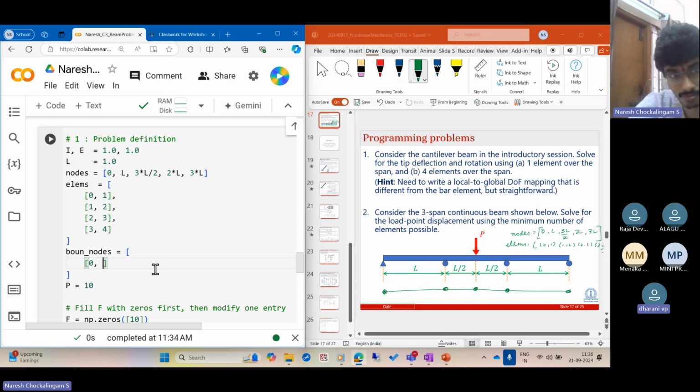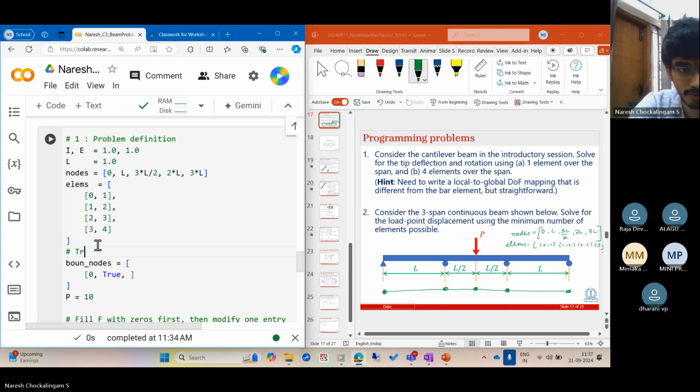0, 1. That is basically, what do you mean? In node number 0, displacement is not allowed, so it is true. Displacement is restrained. If it is true, I'll put that in a comment also. So here true means restrained, false means free. So in node 0, the first node, displacement restraint is true and rotation restraint is false.